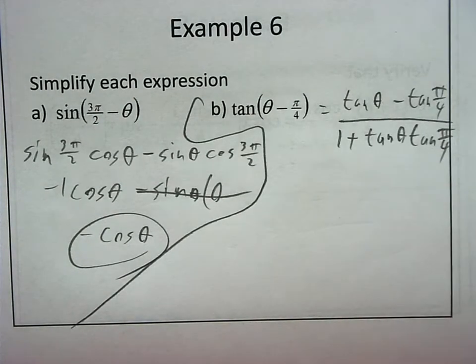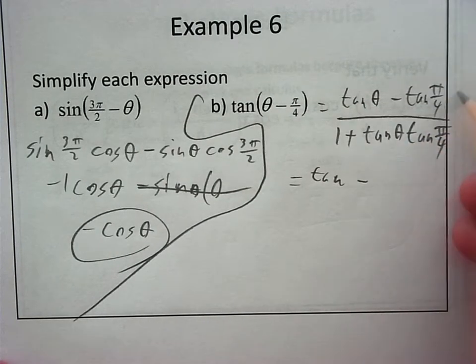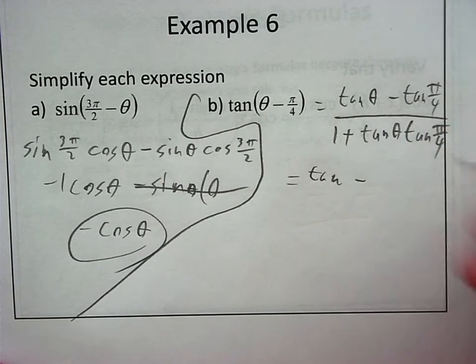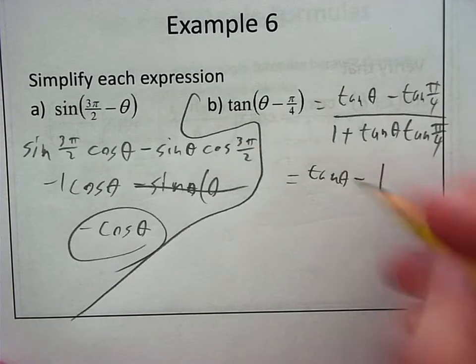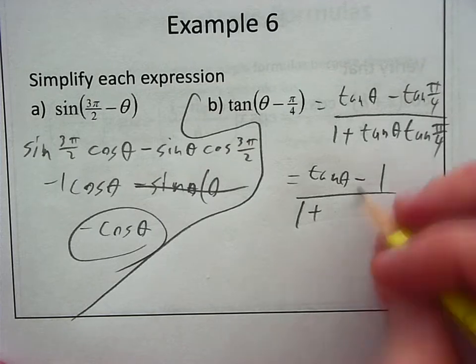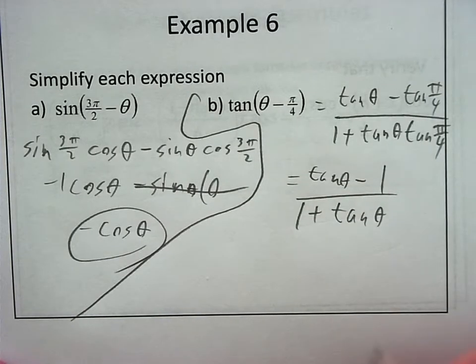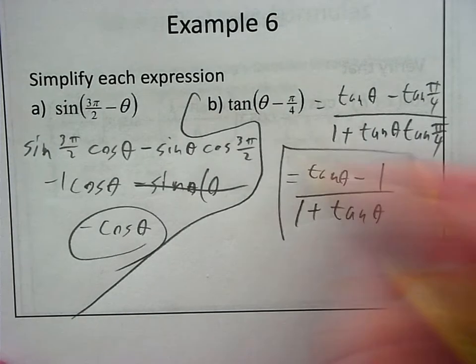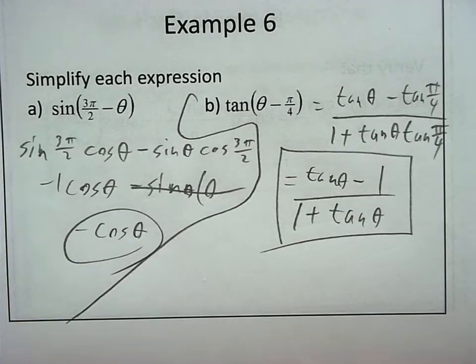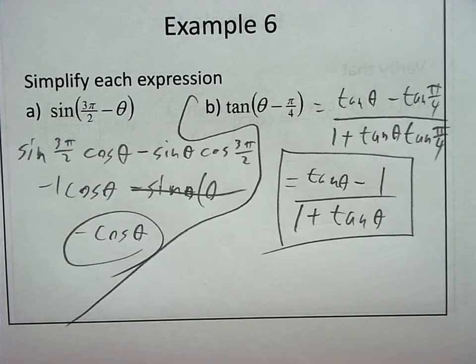Okay. Then go from there to simplify. I have tangent of theta minus tangent of pi over 4. Pi over 4, 45 degrees, is 1. Divided by 1 plus, again, that's going to be tangent of pi over 4, so that's going to be 1 plus tangent of theta times 1, doesn't matter, and you get that. It's not going to go any further. Okay.